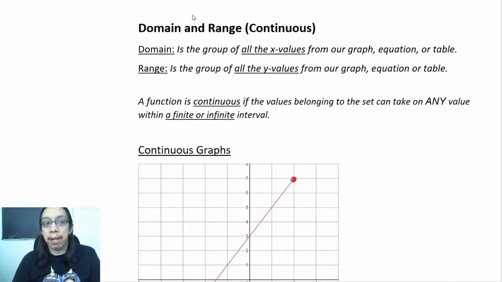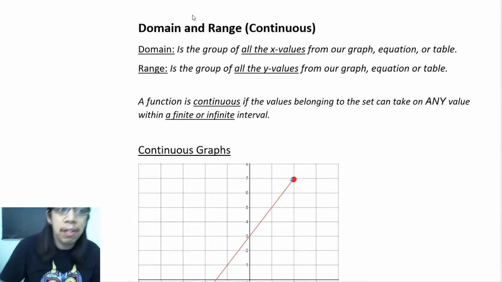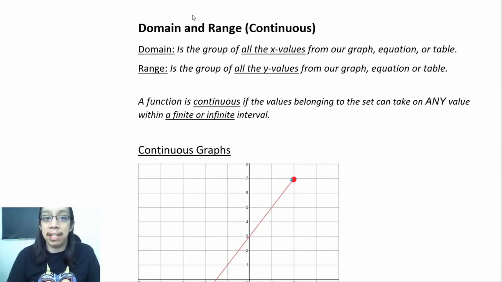So let's go ahead and recap. What's the domain and what's the range? So domain is the group of all of the x values or all of the inputs from our function, and the range we discussed was all of the y values or all of the outputs from our function.